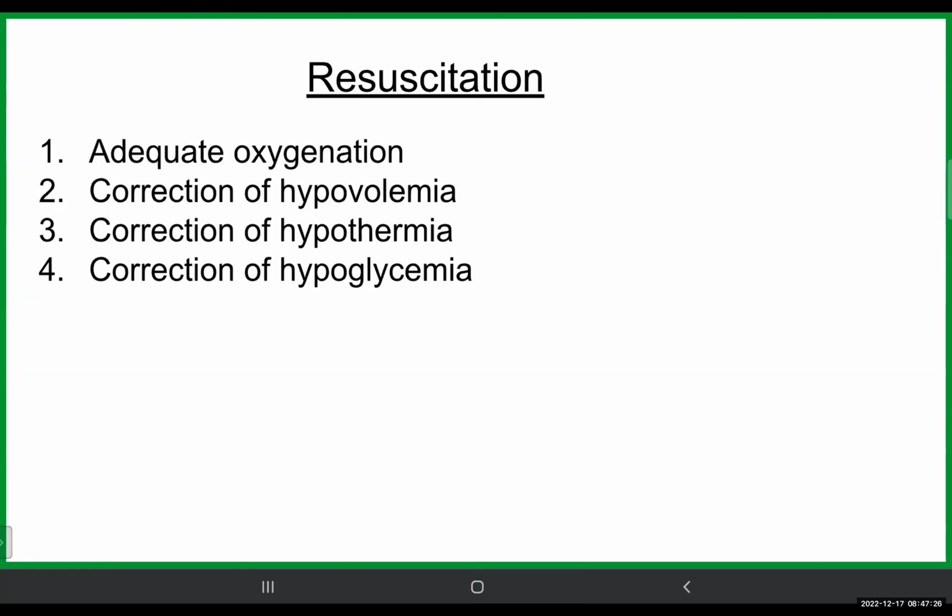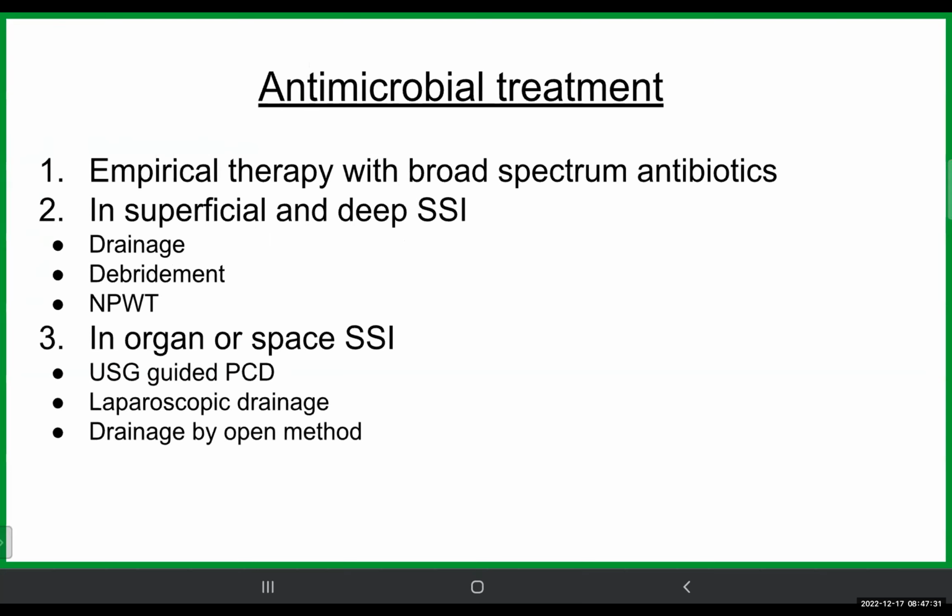Now the antimicrobial treatment: we should start empirical therapy as soon as we detect that it's a surgical site infection.